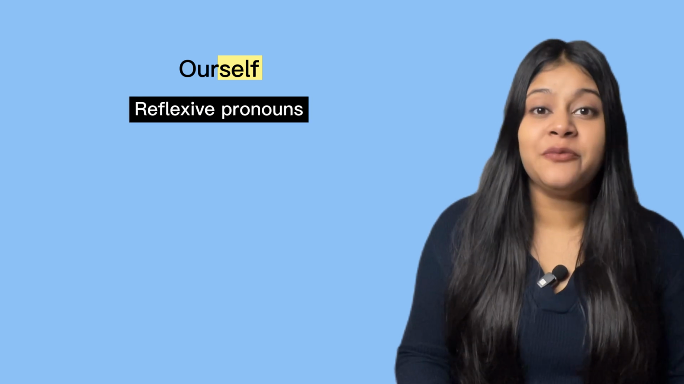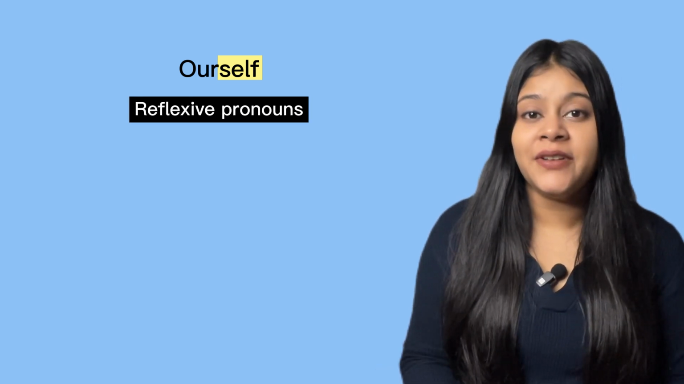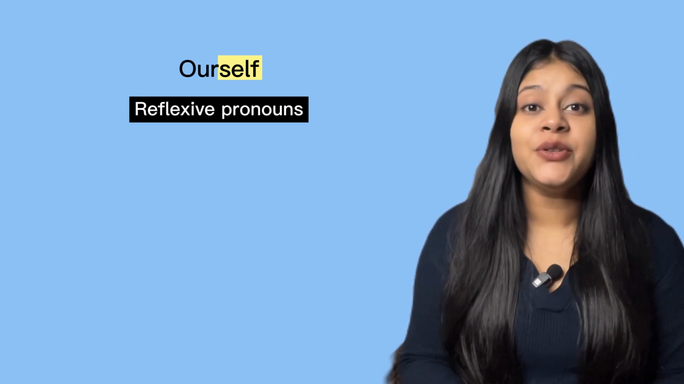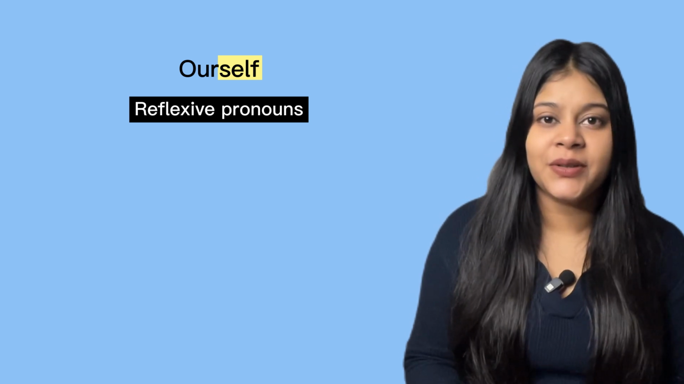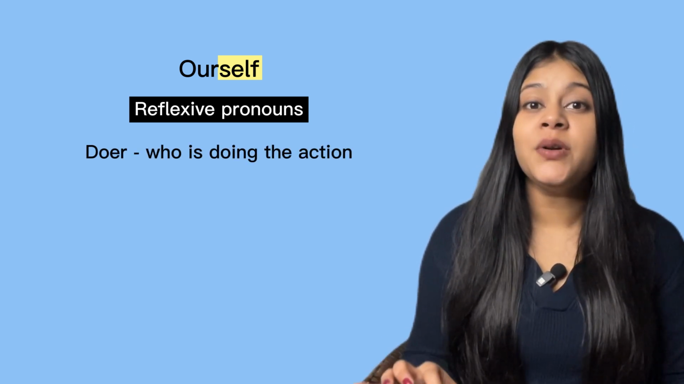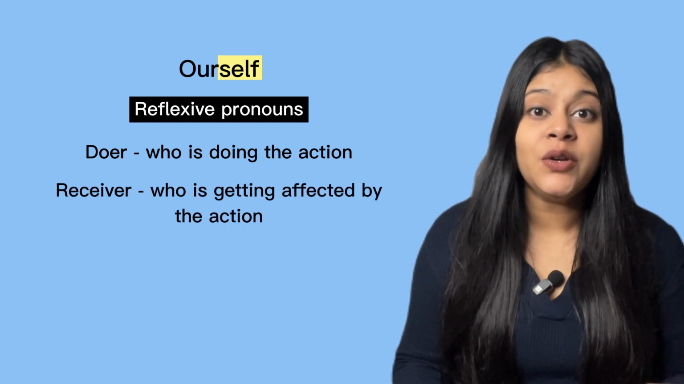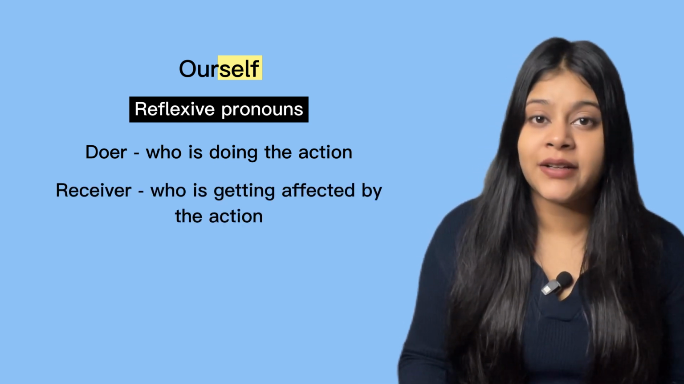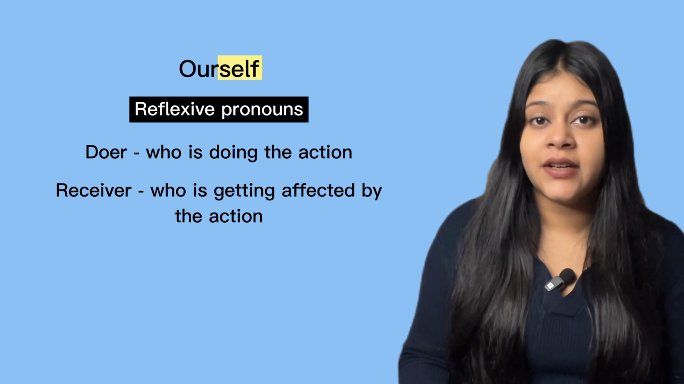In this sentence, the word ourself is used incorrectly. But first, let's understand what are these words, the words that end with self or selves. These words are known as reflexive pronouns. To understand reflexive pronouns, let's understand the doer and the receiver of the action. The doer is the person who is doing the action, जो काम को कर रहा है. Receiver is someone who is getting affected by the action, जिसको वो action affect कर रहा है.